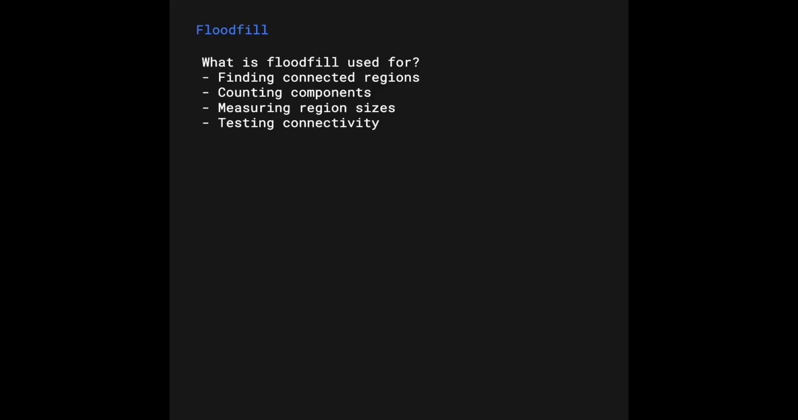So in USACO, you'll see a lot of problems with physical graphs. Let's say you're traveling somewhere geographically, or you're exploring an area, or any of that sort. Those are clues that you might be dealing with a flood fill problem.